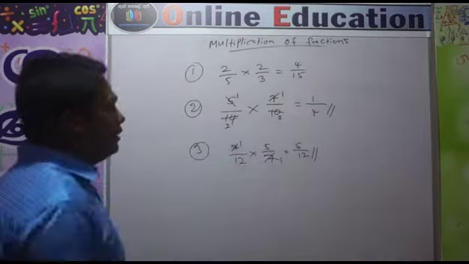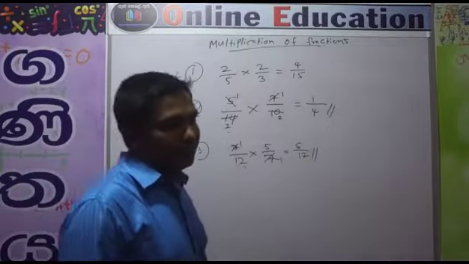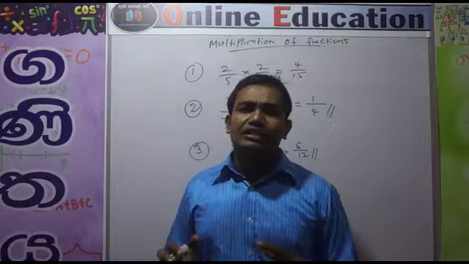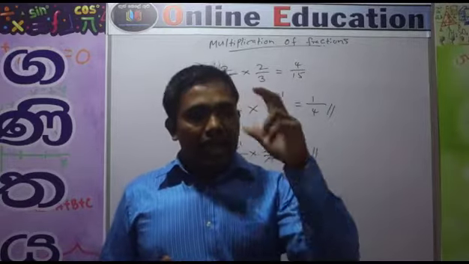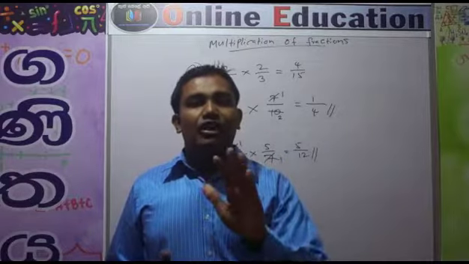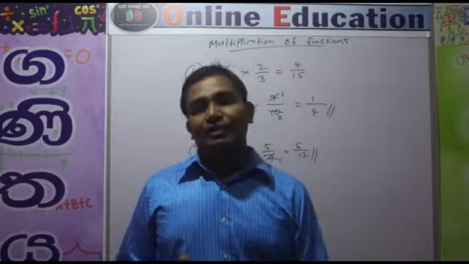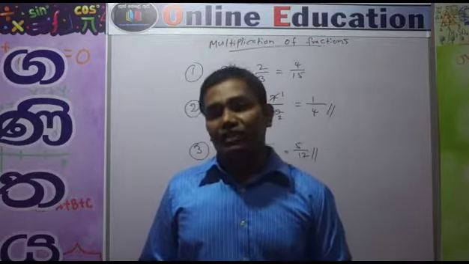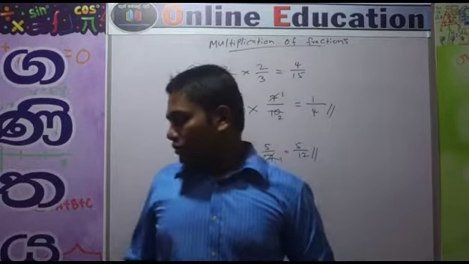Okay, this is the multiplication of fractions. Now we are moving to the division of fractions. That is also very simple. If they have given fractions to divide, what we are doing is converting the division to multiplication. After that we follow the multiplication method.